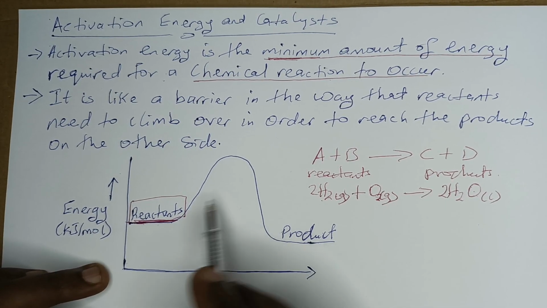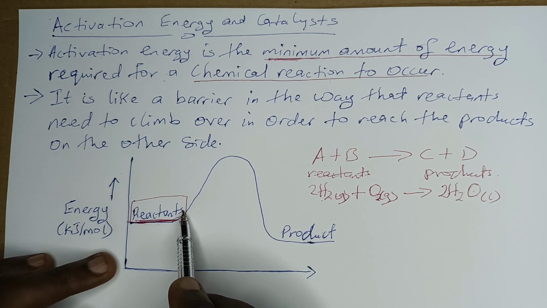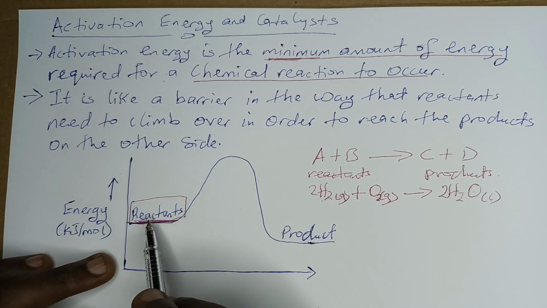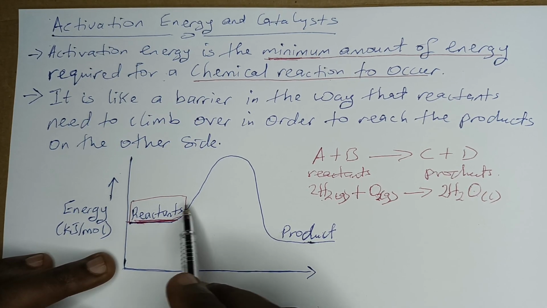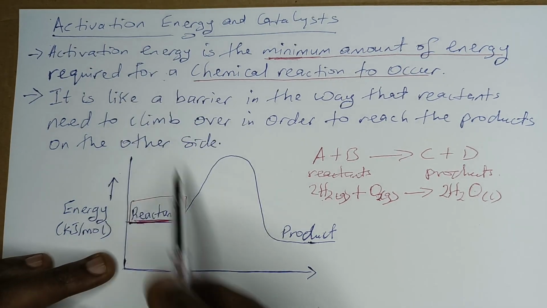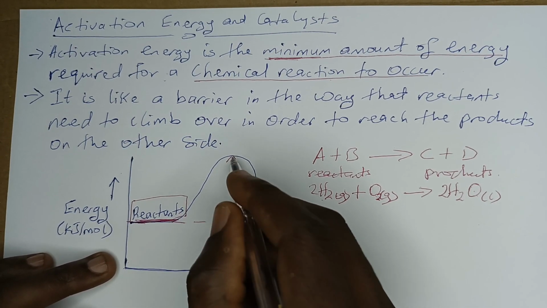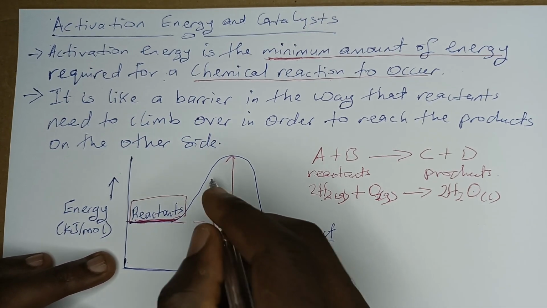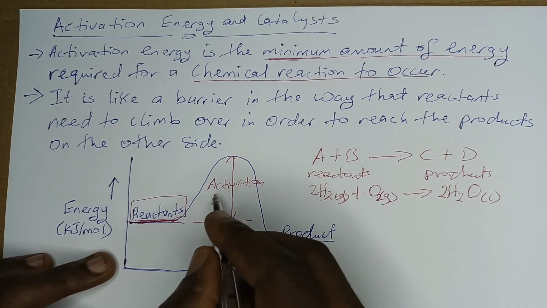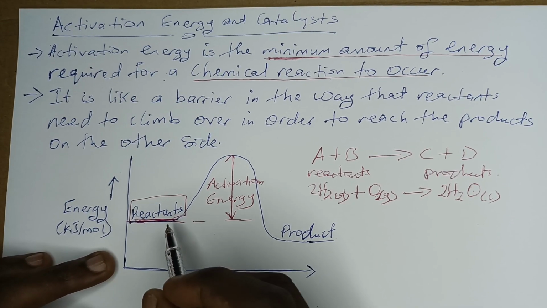So let's now move back. When a reactant is passing from its phase to the product phase, there is a barrier, because the energy it needs to climb is called activation energy. From here to this place, this is called activation energy.